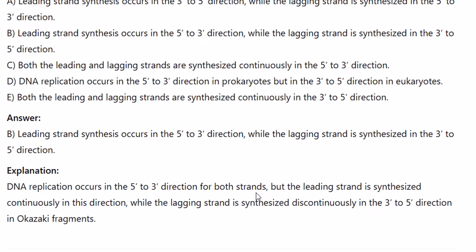Explanation: DNA replication occurs in the 5 to 3 direction for both strands, but the leading strand is synthesized continuously in this direction, while the lagging strand is synthesized discontinuously in the 3 to 5 direction in Okazaki fragments.